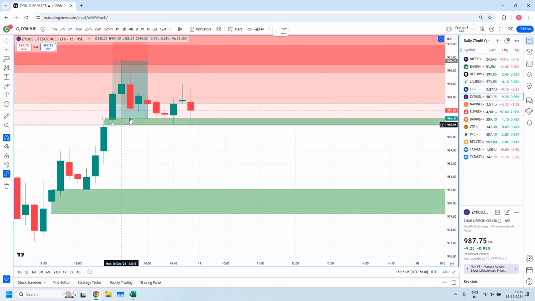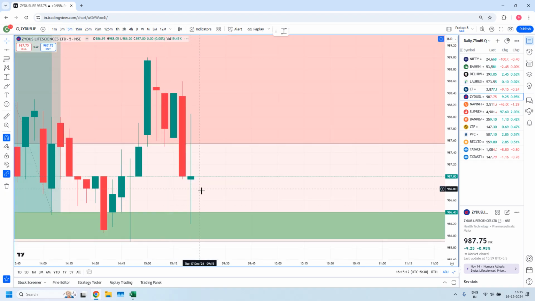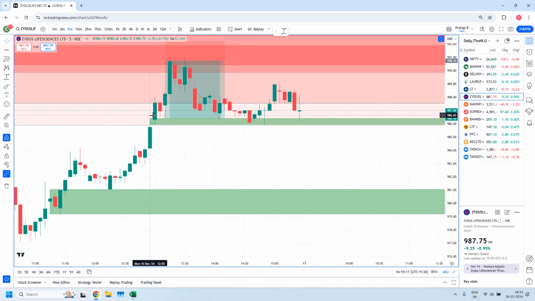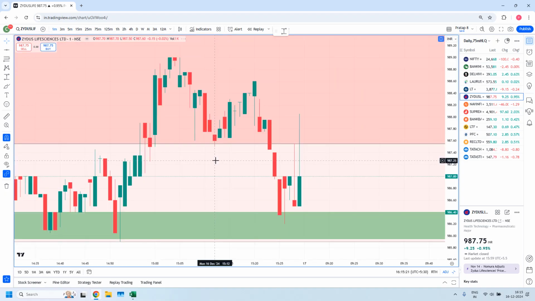What is that I told you? Mostly in the next time frame or 2 time frames below, you see the order flow. Rally, rally, go to 5 minutes. 5 minutes also it is reflecting exactly within this area, rally, rally. Now you have to go one more time frame. Go to 1 minute time frame.